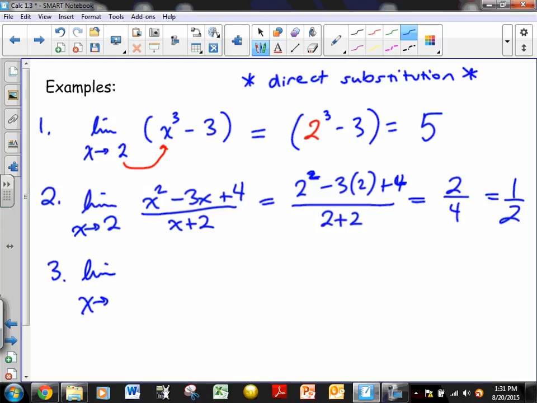Limit as x approaches negative 3 of 4x cubed minus 5x plus 1. I should have parentheses around these. This is all considered one term in a fraction, so not as big a deal. Try that one.